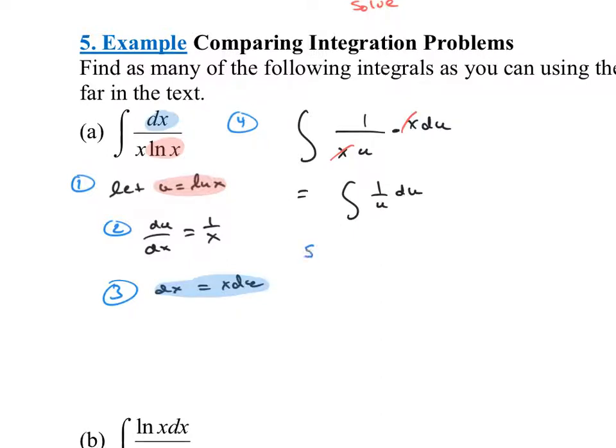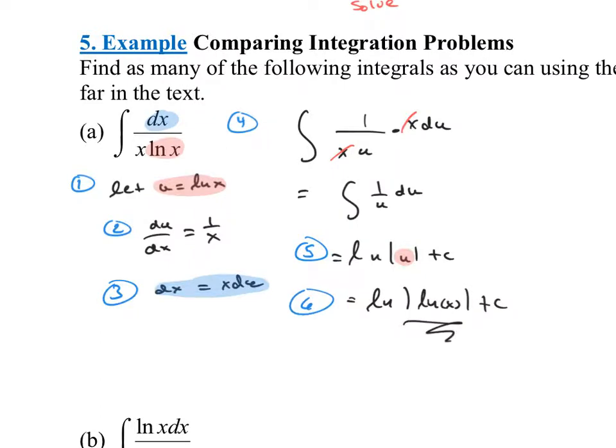We can integrate that. We know the integral of 1 over u du is the natural log of the absolute value of u plus c. The only thing we have to do is back substitute for u. And so that's step 6. So we end up with the natural log of the absolute value of u, which was natural log of x, plus c. And that's our final answer for part A.